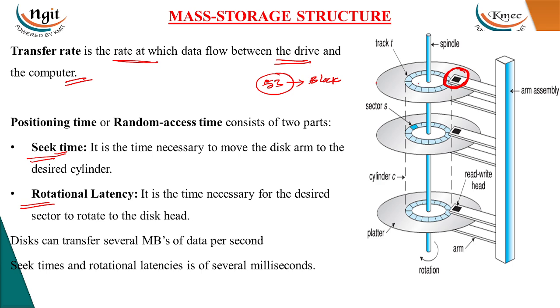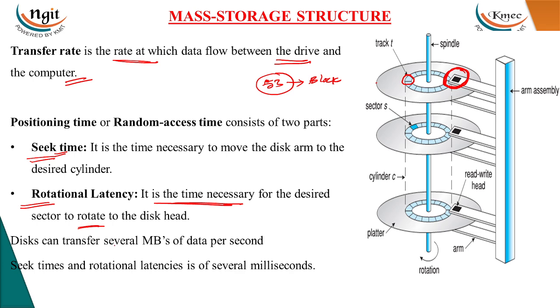When it comes to rotational latency, it is the amount of time the disk needs to rotate so that you get to the desired block of data. It is the time necessary for the desired sector to rotate to the disk head. The disk is rotated so that the head points to that particular sector. It is called rotational latency.